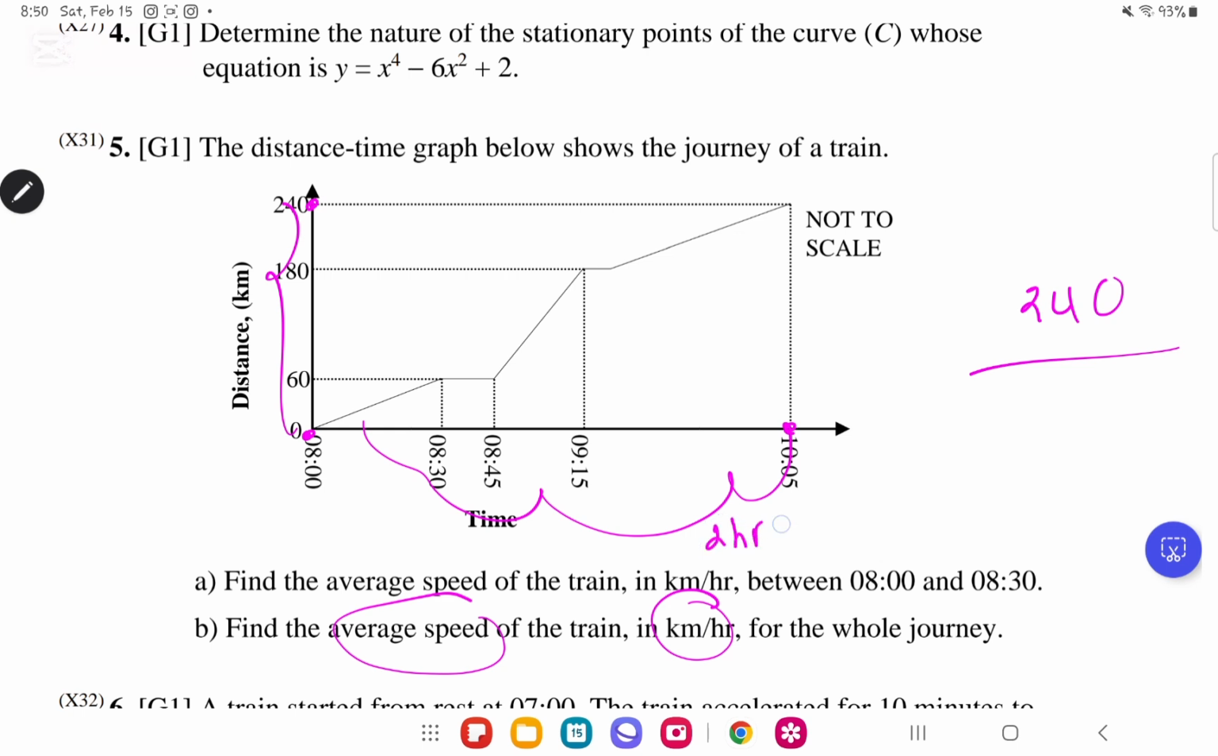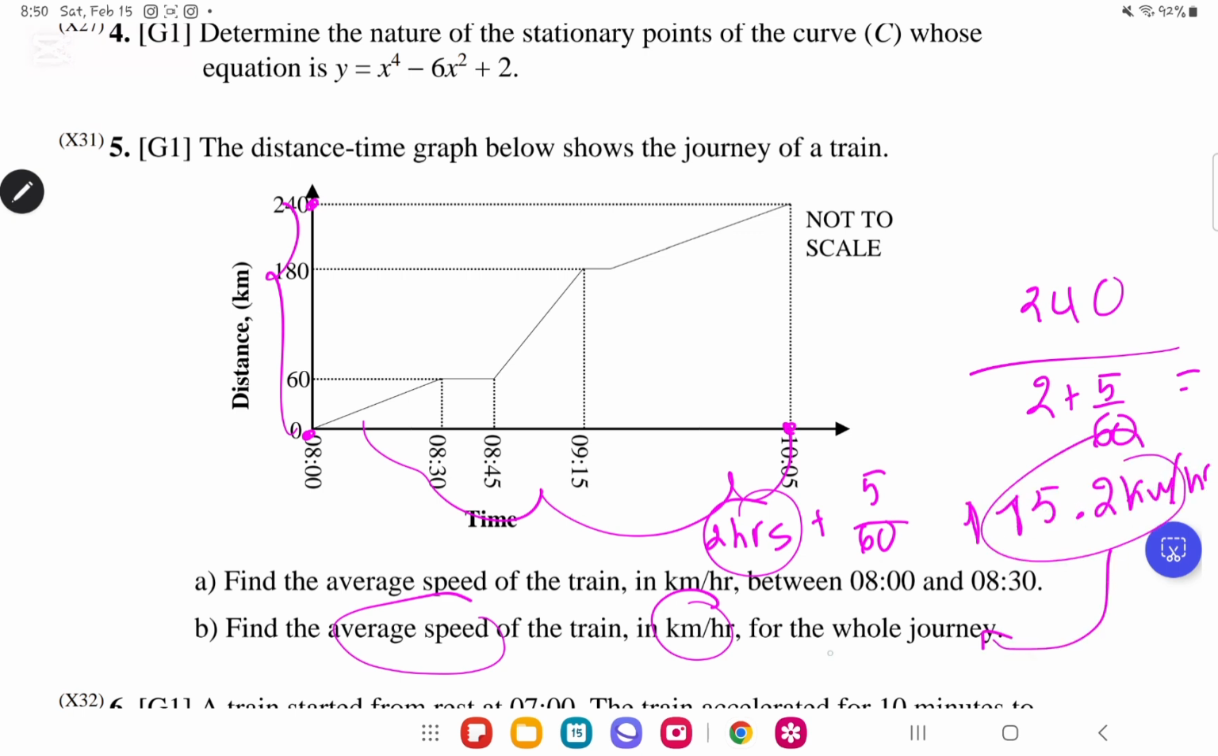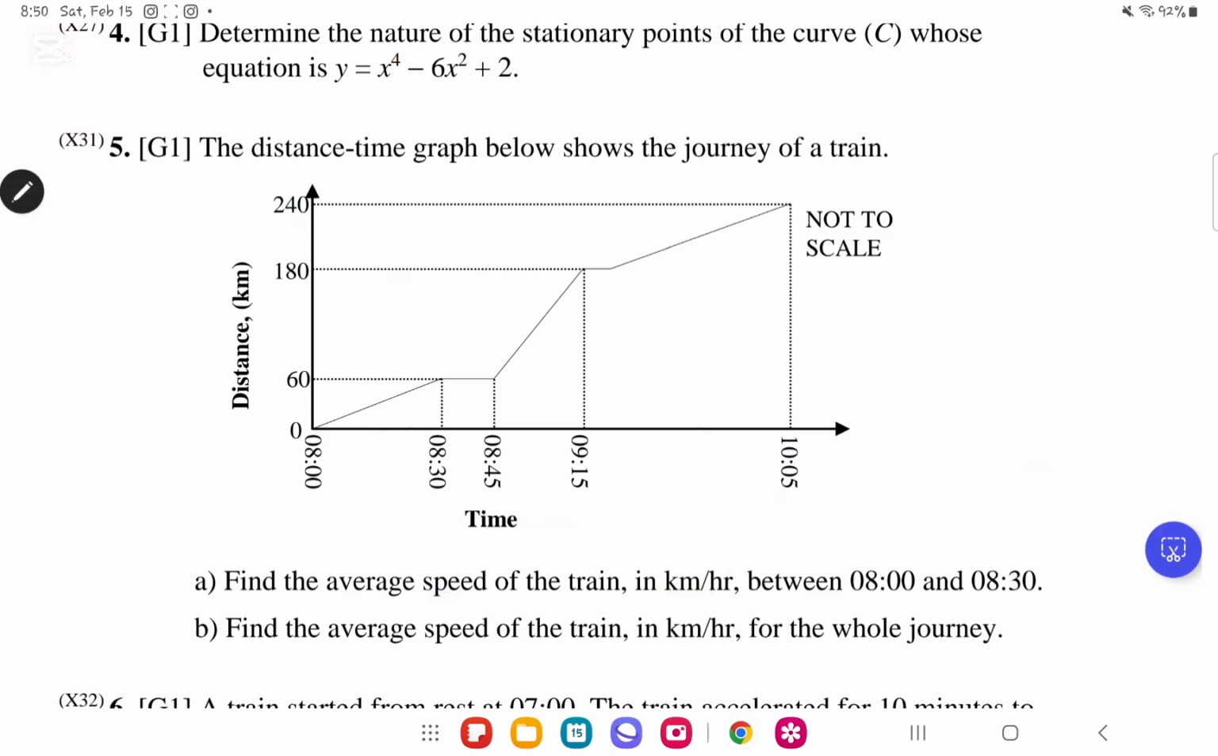So 2 hours, we will keep it as hours, but 5 minutes, we need to change it into hours. So to the 2 hours, we are going to add 5 minutes over 60 minutes. So it's going to be 240 over 2 plus 5 over 60. So if you put it on the calculator, 240 over 2 plus 5 over 60, you are going to get an answer which is 115.2 kilometers per hour. So for the whole journey, the average speed of the train was 115.2 kilometers per hour.